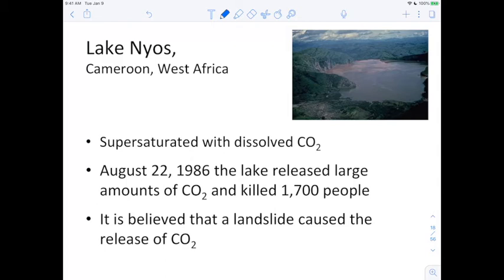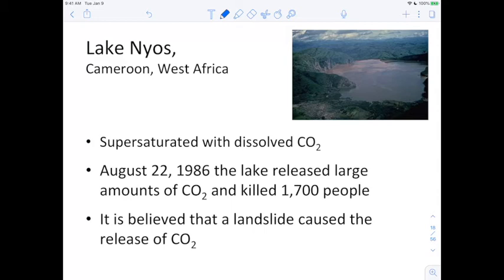Sorry, I think I have cat fur in my mouth. So something happened, and nobody who was there actually lived, unfortunately. On August 22nd, 1986, something happened. We think it was a landslide, but the lake suddenly released all of its CO2.